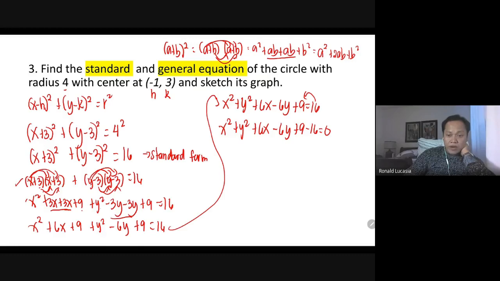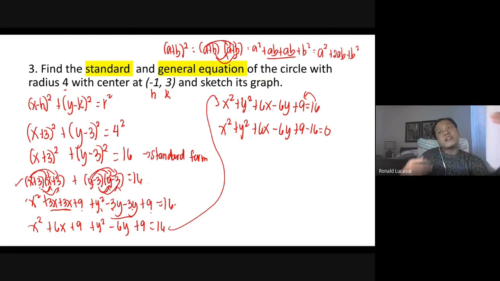Y times y, that's y squared. Y times negative 3, that's negative 3y. Negative 3 times y, that's negative 3y. Negative 3 times negative 3, that's positive 9. Then copy equals 16. And then you would notice that there are similar terms there.